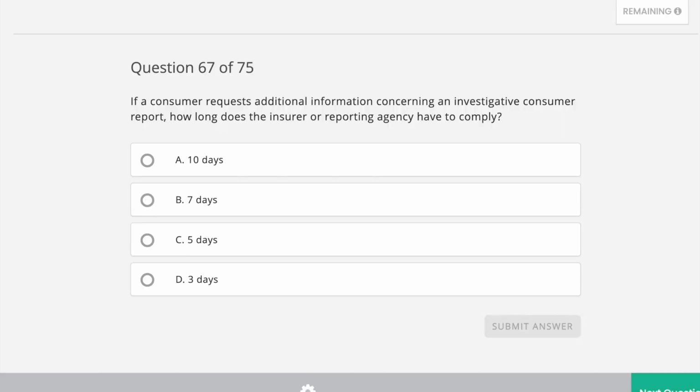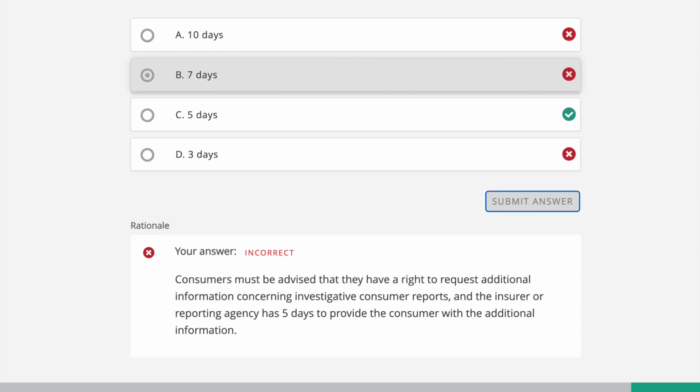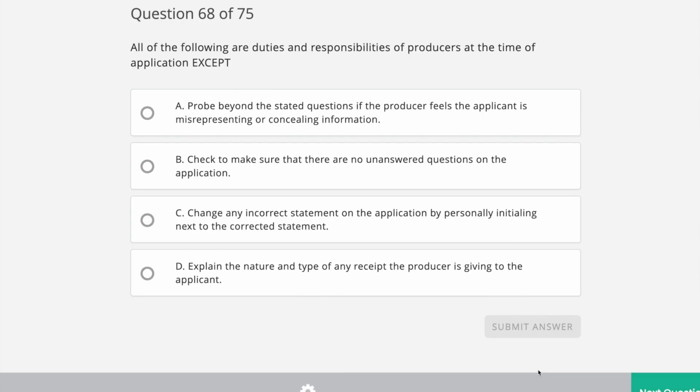If a consumer requests additional information concerning an investigative consumer report, how long does the insurer or reporting agency have to comply? I don't know these questions. I don't like the numbers questions. The answer is 5, okay? This is all memory. My memory sucks, so I keep forgetting these.